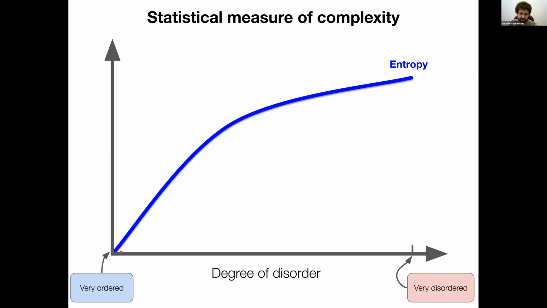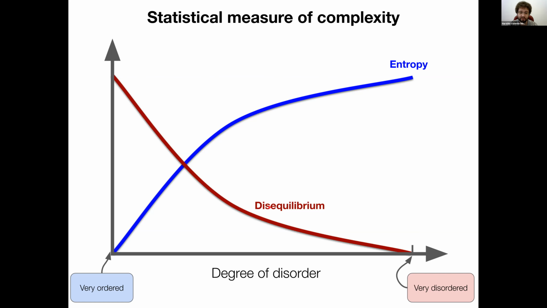So as we already have seen, if we have a system that is very ordered, its entropy will be low. And as we increase the degree of disorder, the entropy will increase. And the disequilibrium works when the disequilibrium goes in the opposite direction. So if we have a very ordered system, the probability distribution of the system is very far from the uniform, so the disequilibrium will be large. And as we increase the degree of disorder, the system's probability approaches the uniform distribution and the disequilibrium goes down.